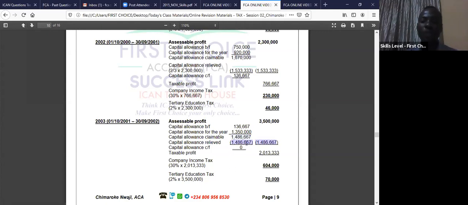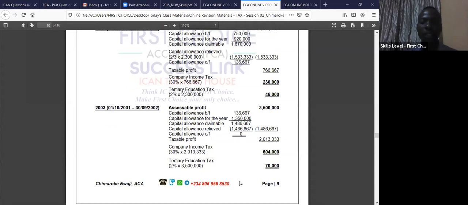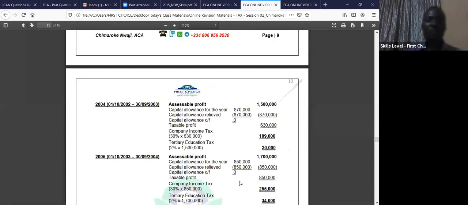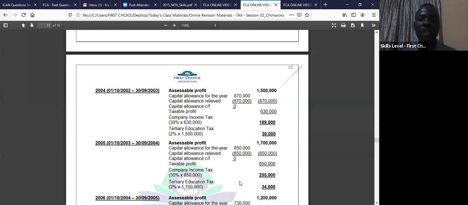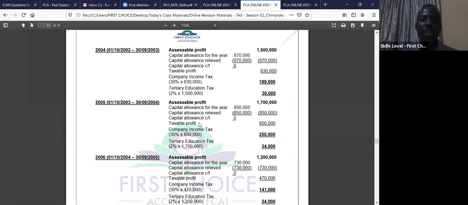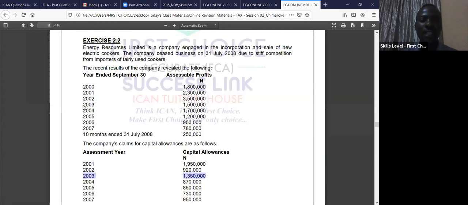The first one, when you remove it, there is nothing to carry forward to next year. When you put it here in profit, this is the taxable profit remaining. That is where you are charging to tax and you get 604. You do your education tax, that's fine. You now go to the 2004 year of assessment. Okay, you are going to be taking your figures from 2003 ending September. So we are taking 15 as our profit.